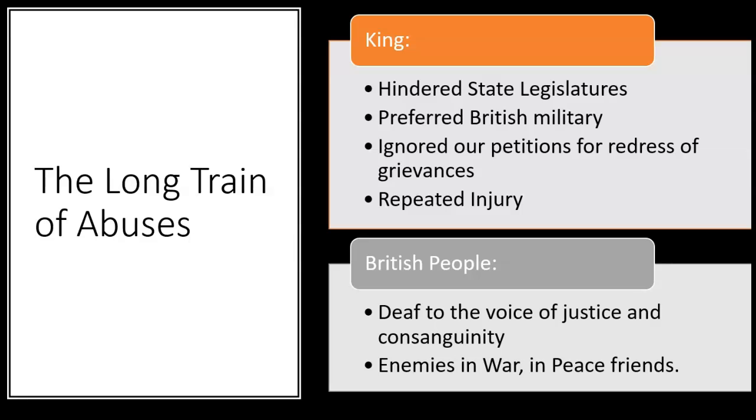So without going into a lot of detail, we have problems with both the king and with the British people. So there is a long train of abuses that the king has been responsible for. He has, as Jefferson argues, hindered state legislatures. And he has done this in a number of different ways.